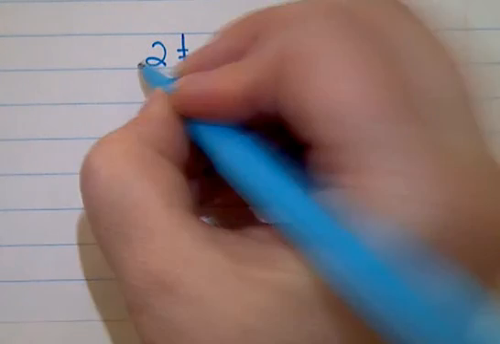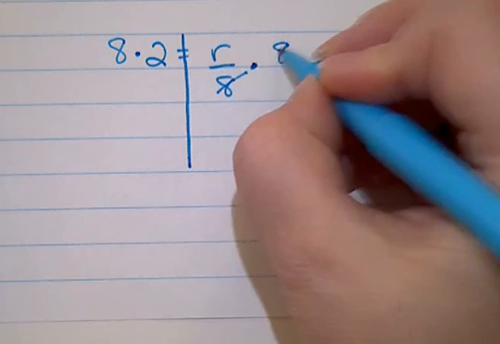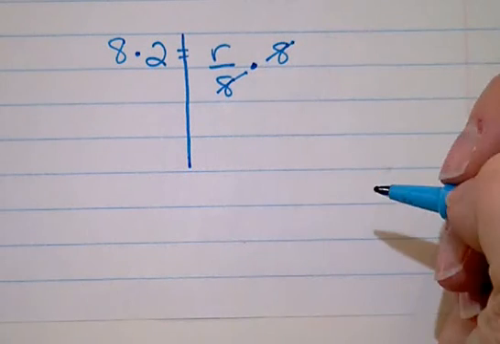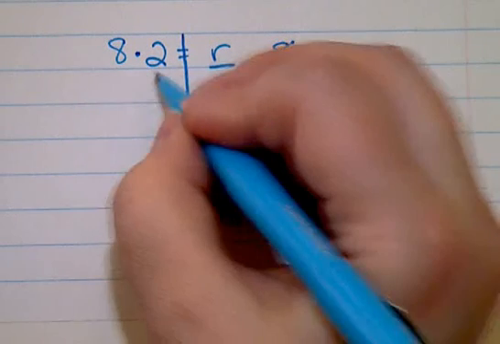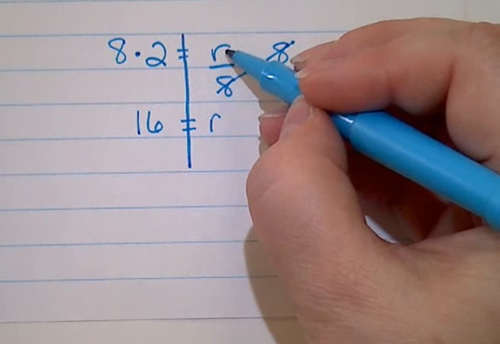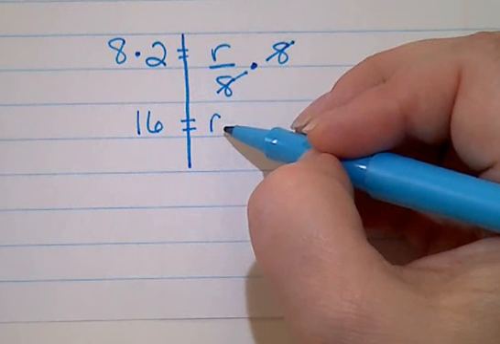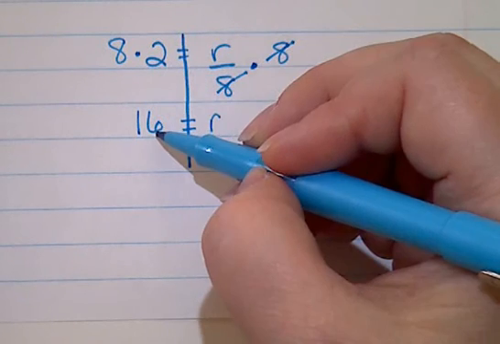And again, if we do it to one side, we must do it to the other. These 8's become 8 over 8, which cancels to a 1, leaving me with just the r on the right-hand side. And 8 times 2 is 16. Notice the r started on the right-hand side and ended on the right side. My constants, 8 times 2, all stayed on the left side.